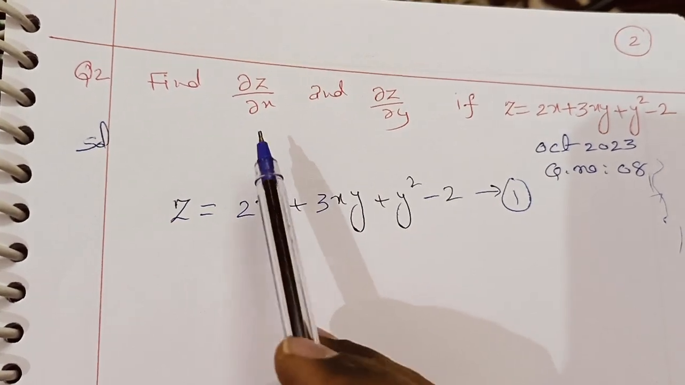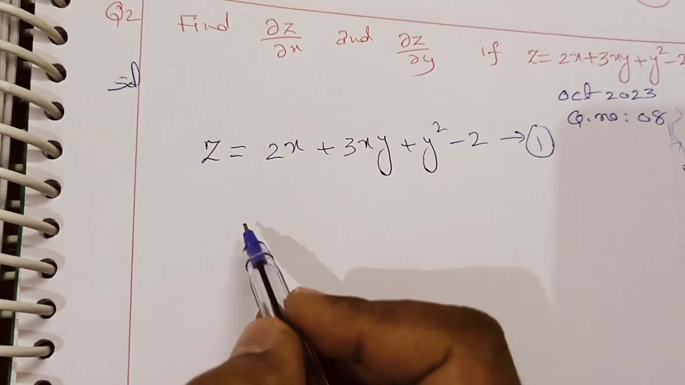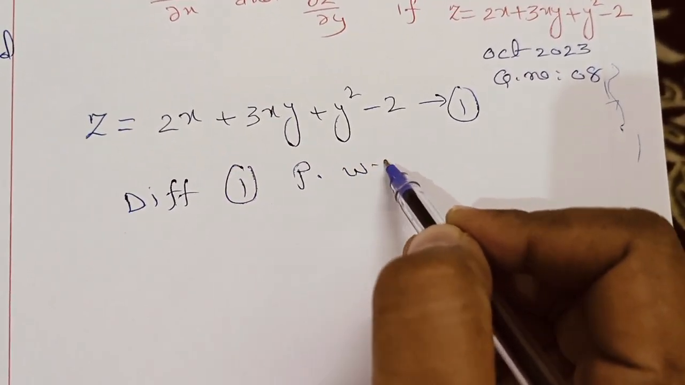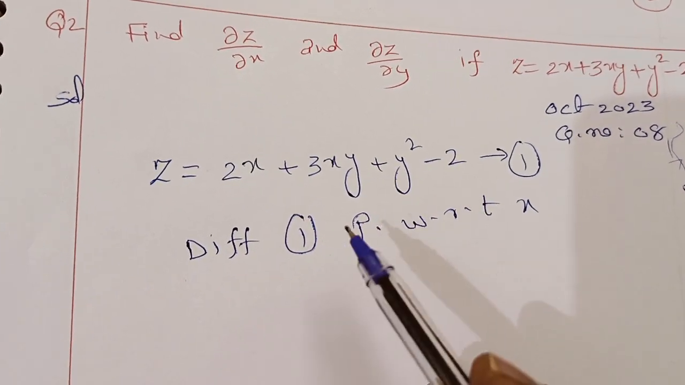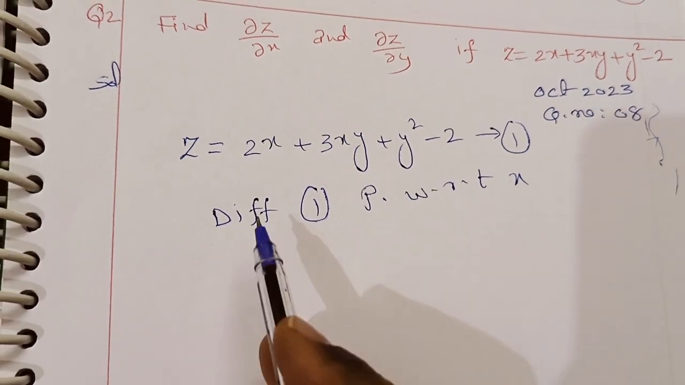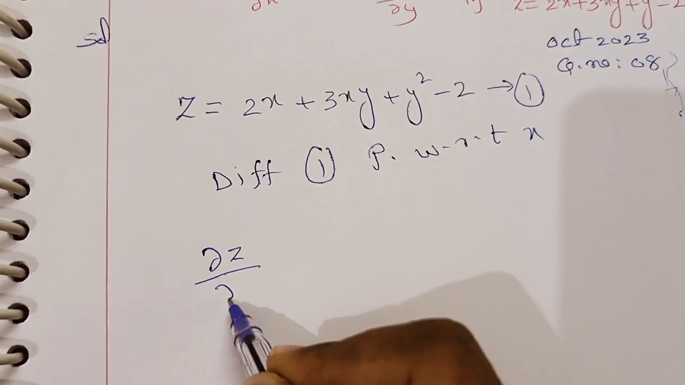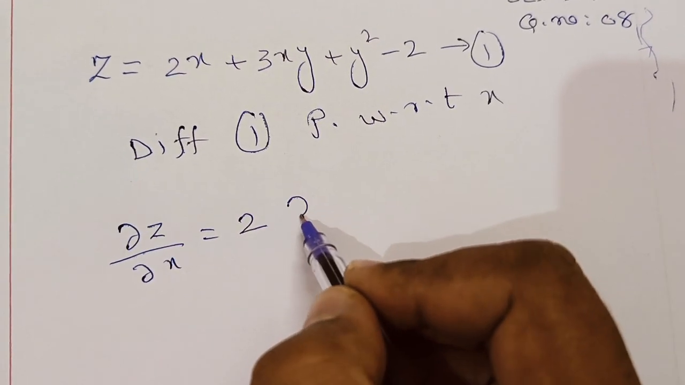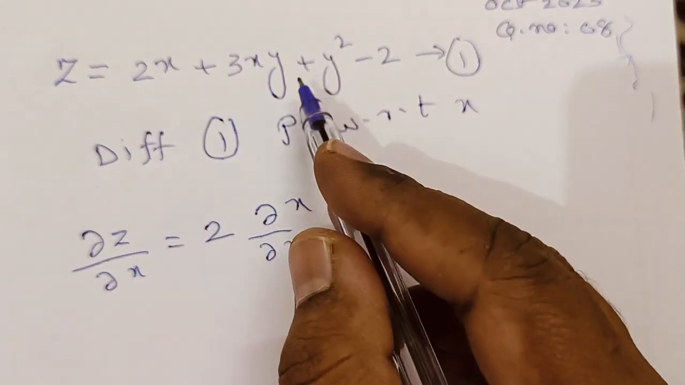Now we have to find out its dou z by dou x, partial derivative of z with respect to x. Now differentiating 1 partially with respect to x. When we differentiate with respect to x, our y term is constant, and we know that the derivative of constant term is 0. So here we will apply the same condition. So dou z by dou x is equal to 2, we will write before the derivative part, 2 into dou by dou x of x plus 3xy.